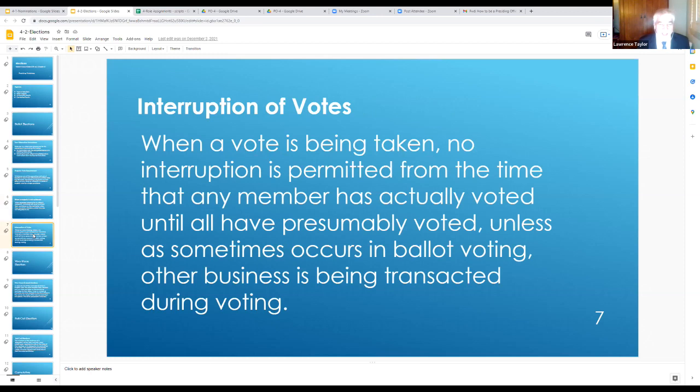I often see people trying to do things after the ballots have been distributed, but it's not cool to do that. When a vote is being taken, no interruption is permitted from the time that any member has actually voted until after all have presumably voted, unless, as sometimes occurs in ballot voting, other business is being transacted during voting. So you might have an instance where the ballots are distributed in the morning and then people can fill out the ballots.